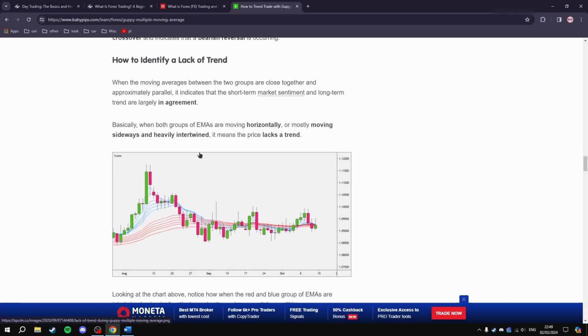How to identify a lack of trend? When the moving averages between the two groups are close together and approximately parallel, this indicates that the short term market sentiment and long term trend are largely in agreement.